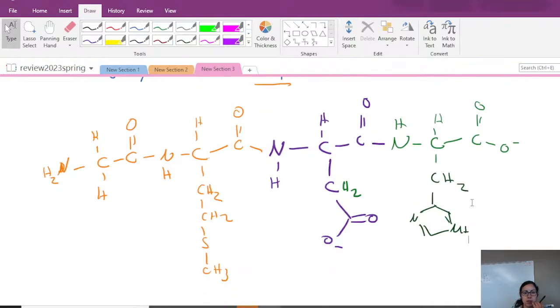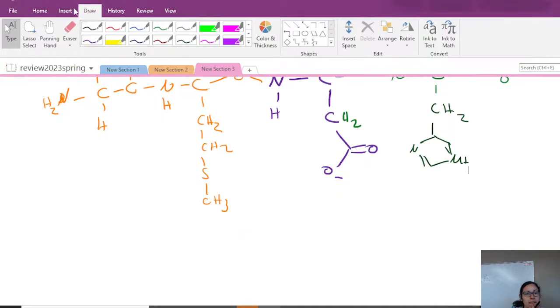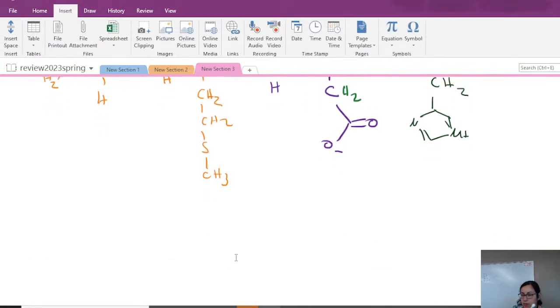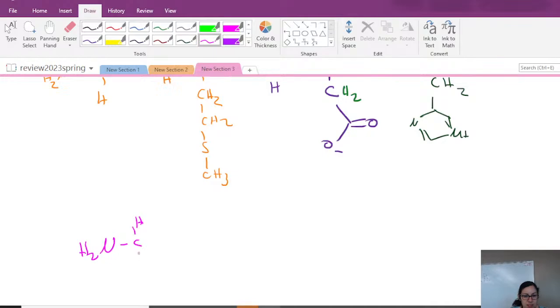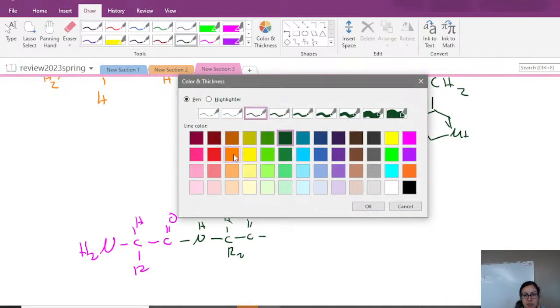So it should look something like that. But now I like your general cheat sheet form, right? So N, CHR. Then it would be the next one, NHCR2. And then you could go crazy forever.